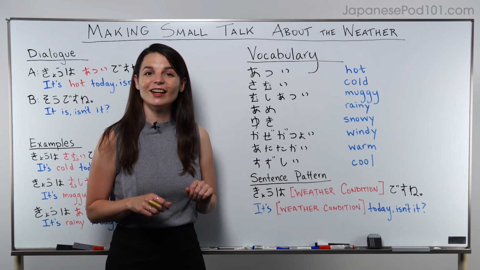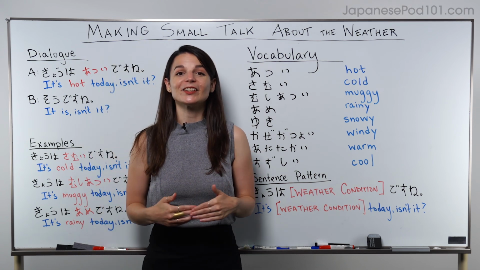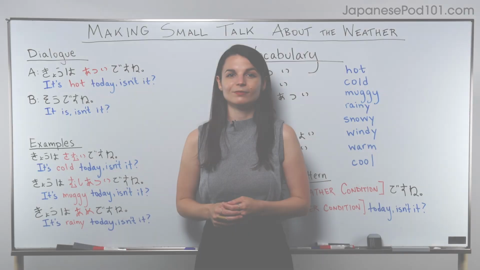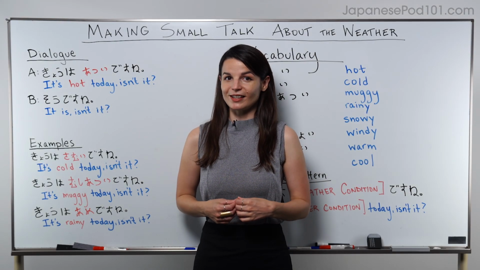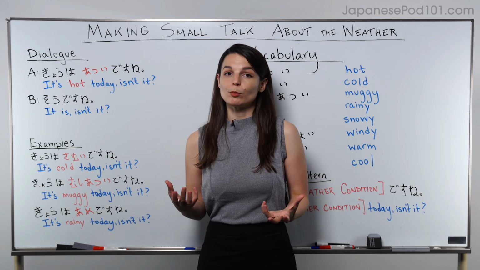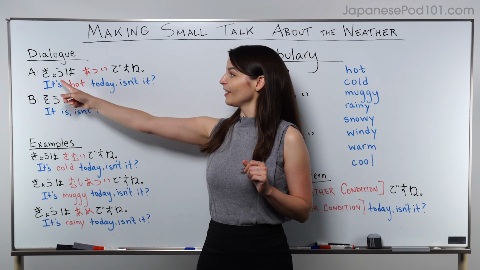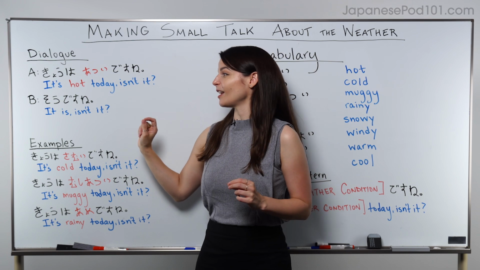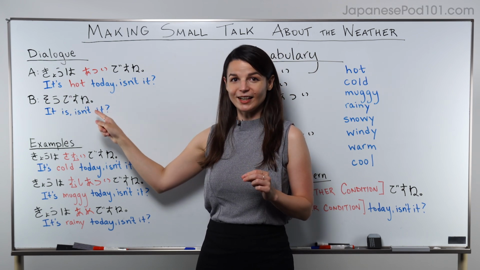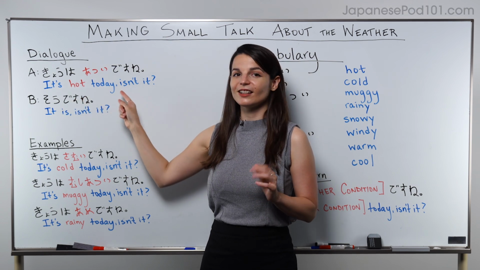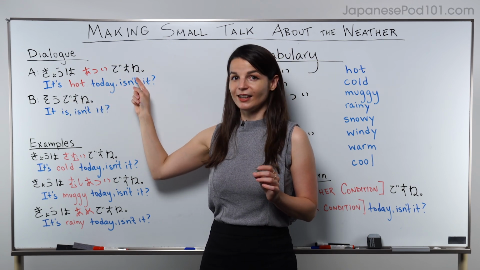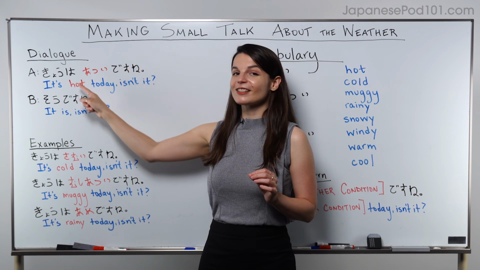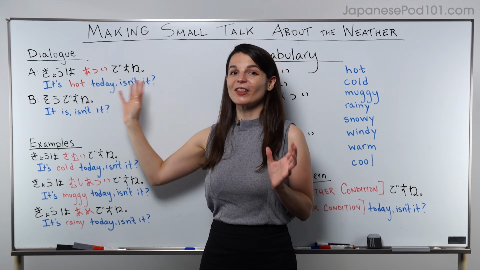Okay, so with this vocabulary in our minds, let's take a look at a dialogue for this lesson. Imagine this dialogue is between two neighbors who meet in the elevator. One of them says, 今日は暑いですね. And the other person says, そうですね. This means, it's hot today, isn't it? And the reply is, it is, isn't it? In the first sentence, we see 暑い, hot, one of our weather-related words.